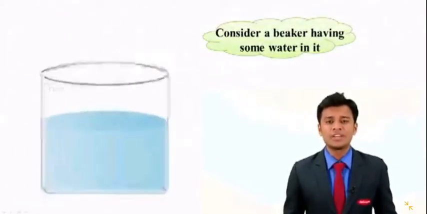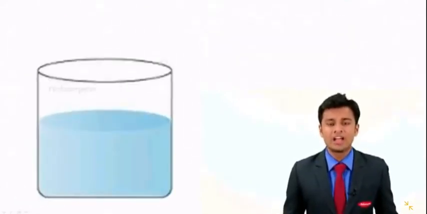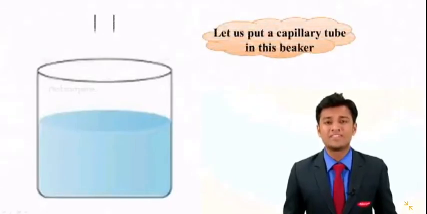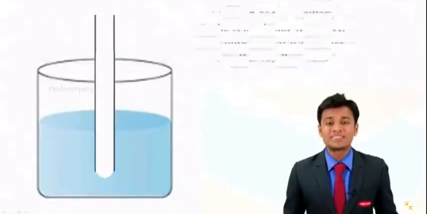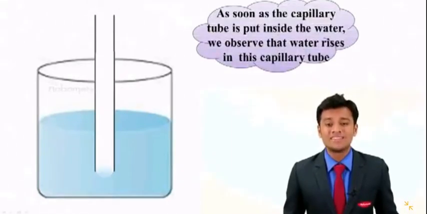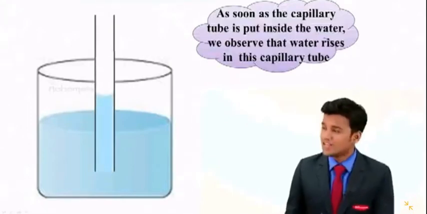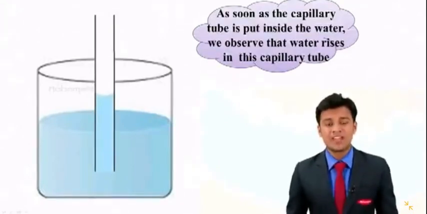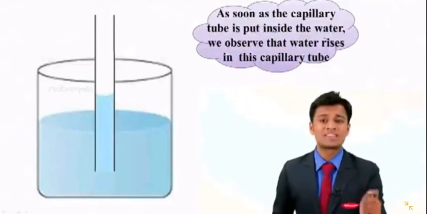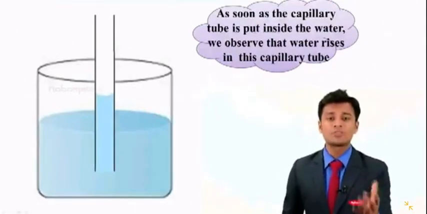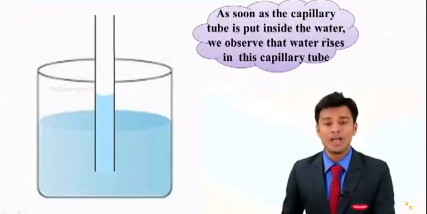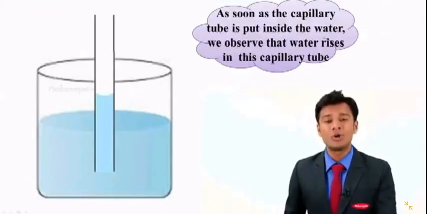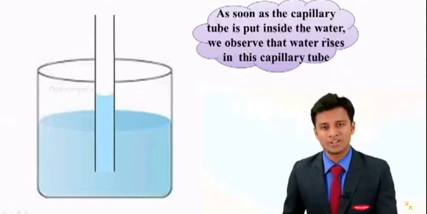Now class, what happens? Let us say if you have a container and if you put a capillary tube inside this container, I say that the moment you put the capillary tube inside the container, the liquid inside the capillary tube rises above the normal level inside the tube, as you can see. So I say that as soon as the capillary tube is kept inside the water, we observe that water rises upward inside the tube, and that upward rising of water is called as capillary action.